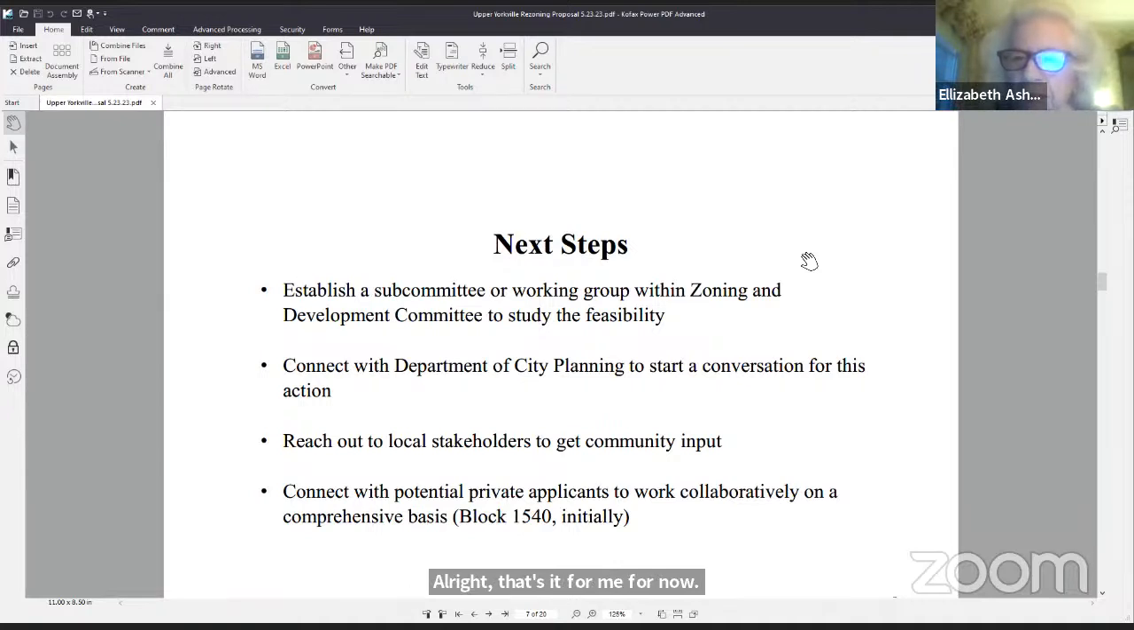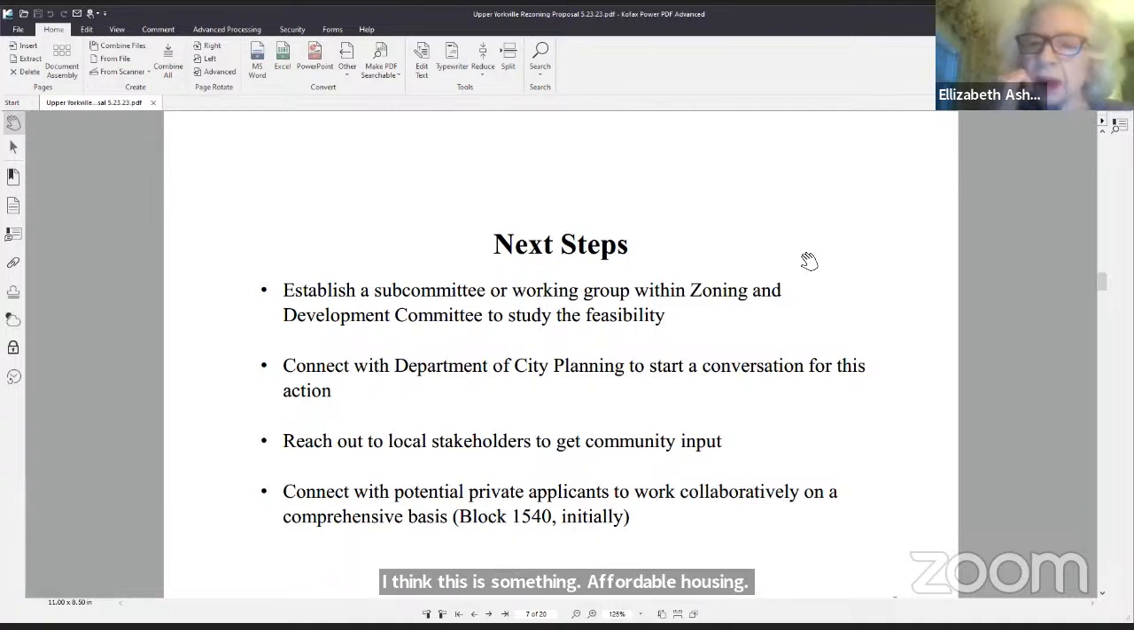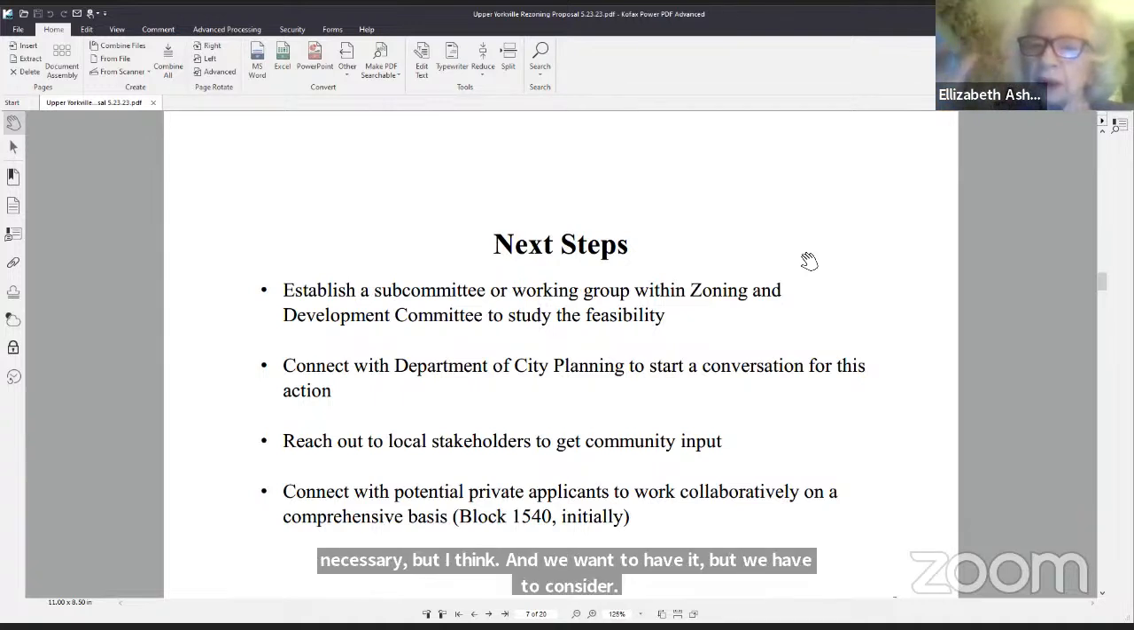I think we're all for affordable housing. This is all apple pie. But in my observation, the city has an awful problem of thinking about the consequences of their proposals. You propose affordable housing and it's wonderful, but you forget about the drawbacks of one's proposal. Affordable housing is necessary, and we want to have it, but we have to consider the price you pay for it.